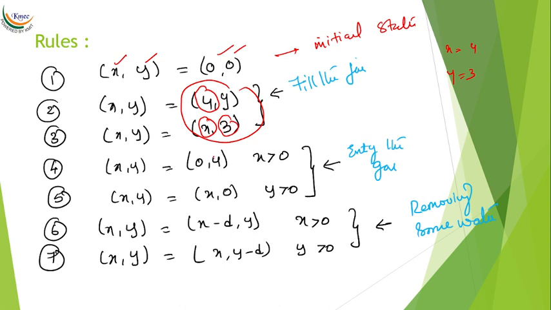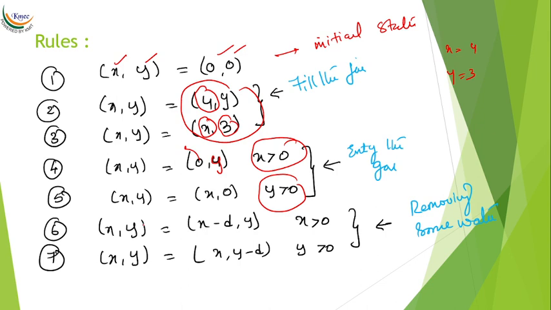Then y is 0. Sorry, this is y. Empty the jar: whatever it is there, we are going to empty it, provided there should be water in that one. X and y, y is equal to 0, provided y should be greater than 0. So this should be greater than 0.